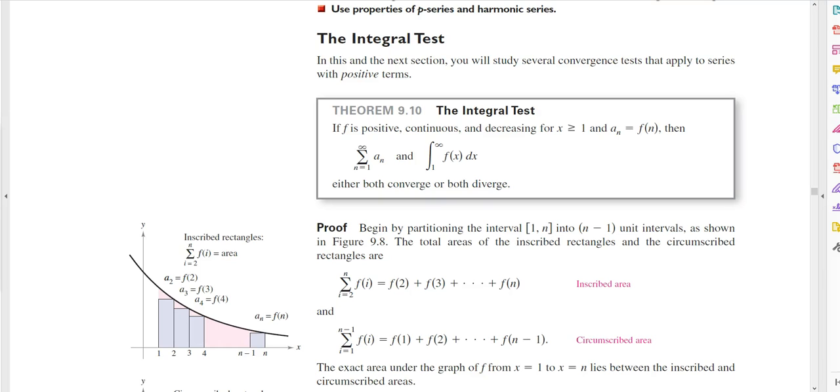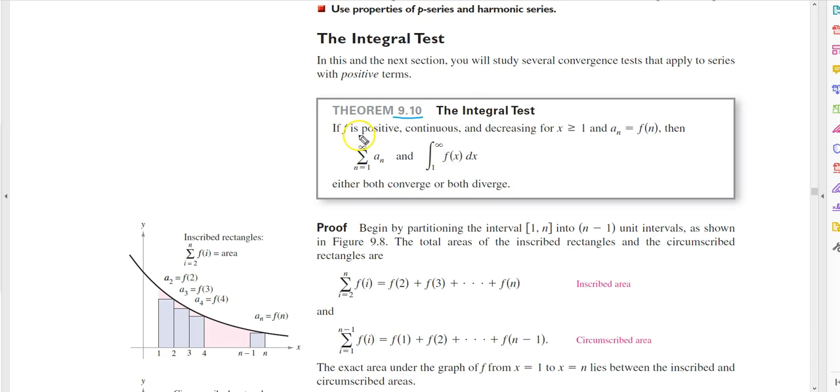Hi everybody. In this lesson we're going to go over the integral test and the p-series test for determining if a series converges or diverges. So let's take a look at the integral test first. This is theorem 9.10 in your text, and it makes this statement.